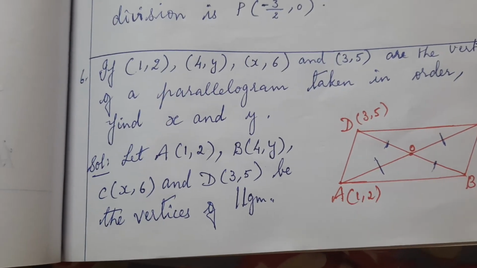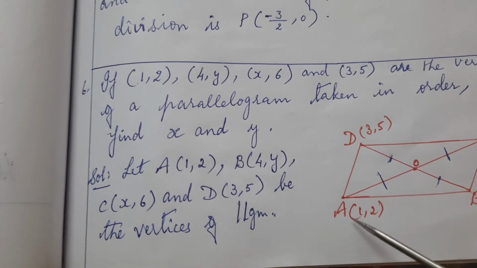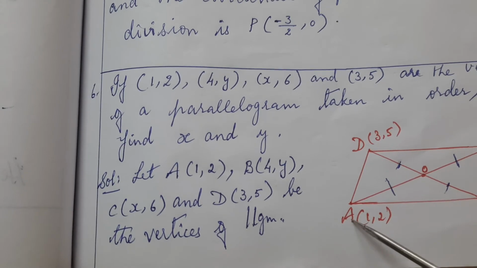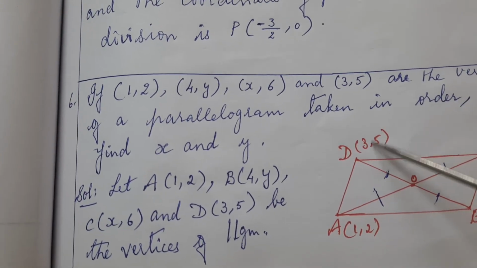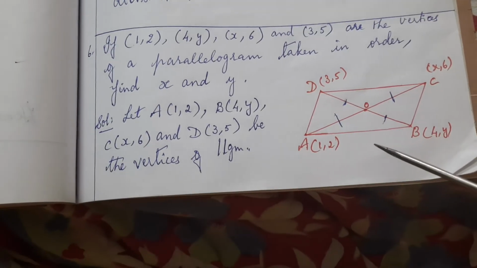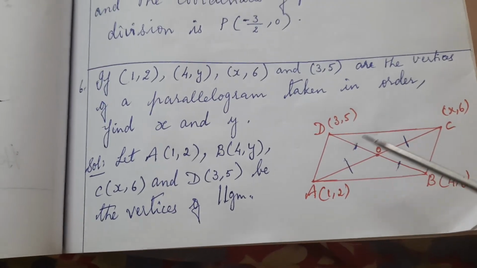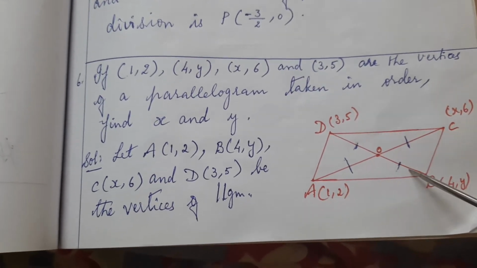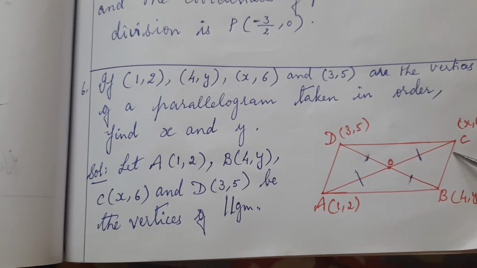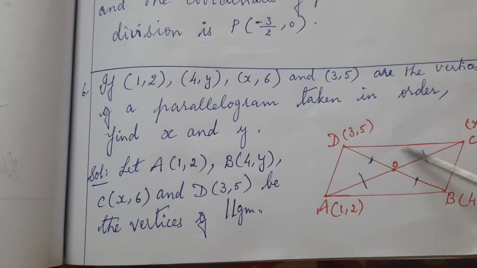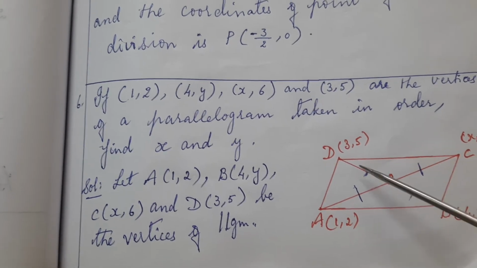Take parallelogram A, B, C, D. In order means you have to take like this, in the same way, A, B, C, D. So A coordinate, B coordinate, C and D. See, all the coordinates I have written. Now you should know what the properties of a parallelogram are. Opposite sides are equal in a parallelogram. Diagonals bisect each other.